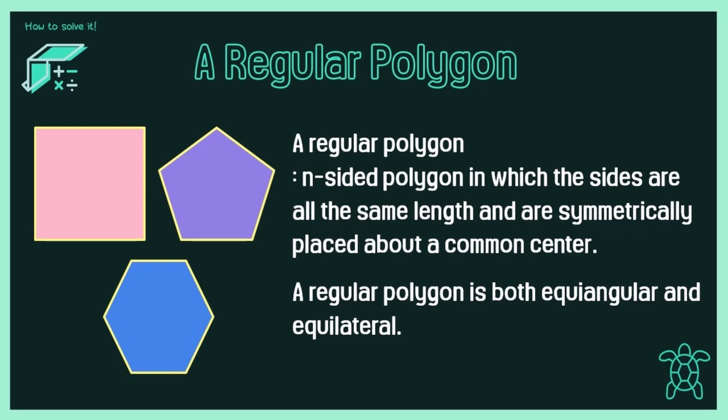Let's see the definition of a regular polygon. A regular polygon is an n-sided polygon in which the sides are all the same length and are systematically placed about a common center. A regular polygon is both equiangular and equilateral, which means all of the angles are the same and all of the sides are equal.